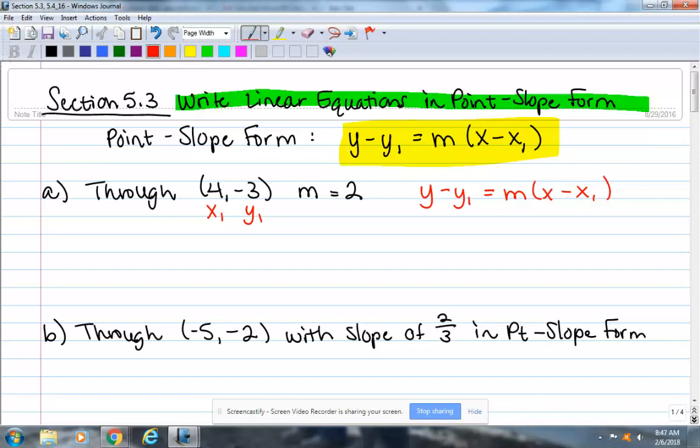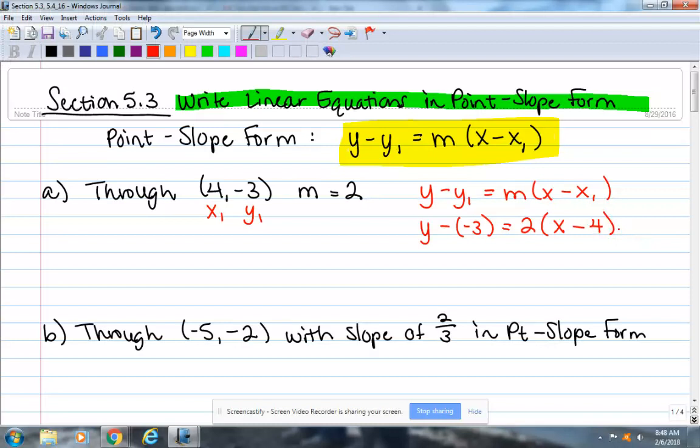So we're going to write y minus before you even look at y. You're going to write y minus. What did we say is y1? -3. And I'm going to use parentheses, and I'm going to fix my double negatives in here in a minute. Equals what's m? 2. Parentheses, x minus, what's x1? 4. So anybody have any questions about how we plugged in y1, m, and x1?